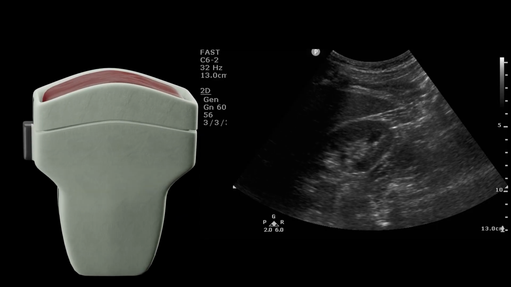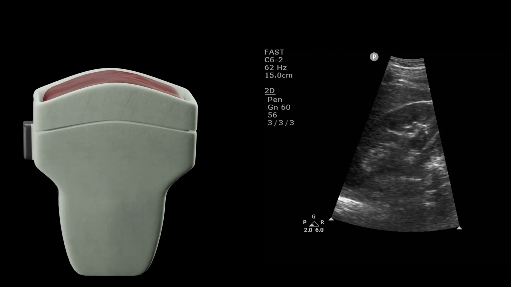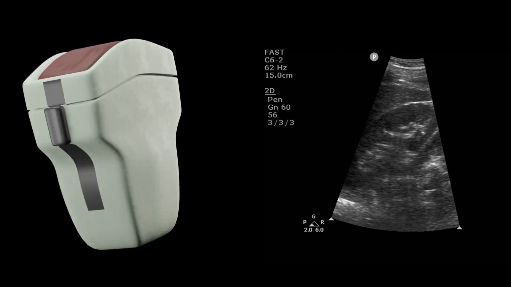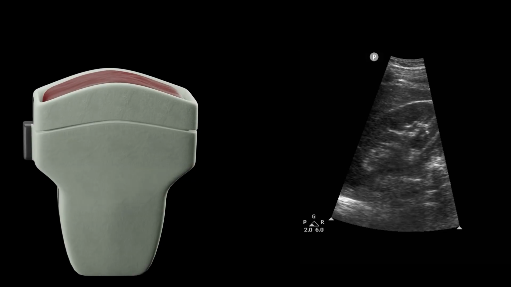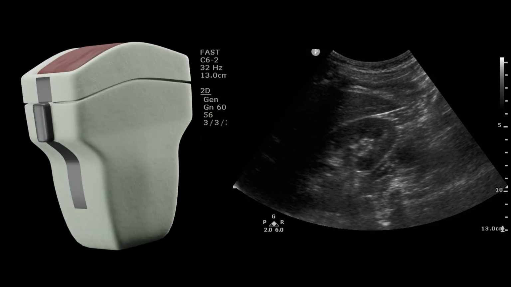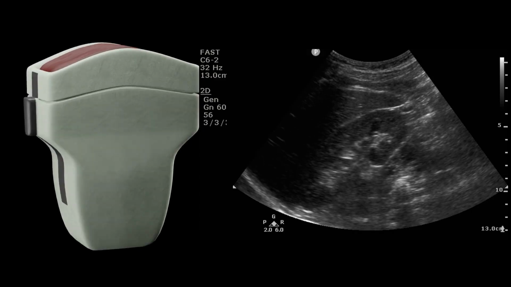The sector looks like a fan that can be widened or narrowed. Narrowing the sector will reduce the number of scan lines and thus improve your temporal resolution. We can use this probe when assessing the lungs and abdomen. In the heart assessment, we can only use it for the subcostal view because of its large footprint.